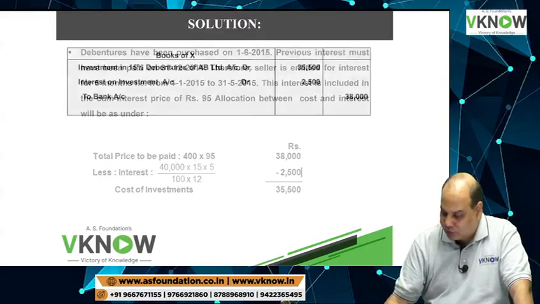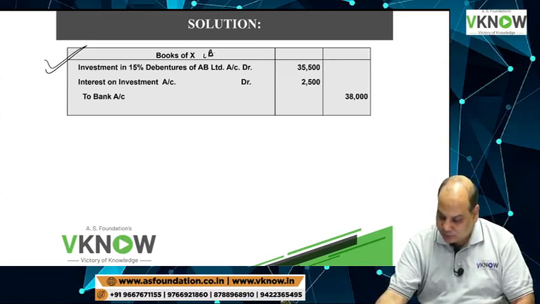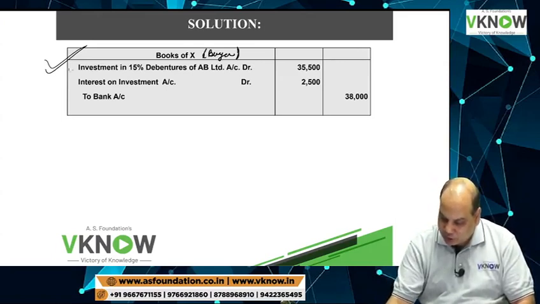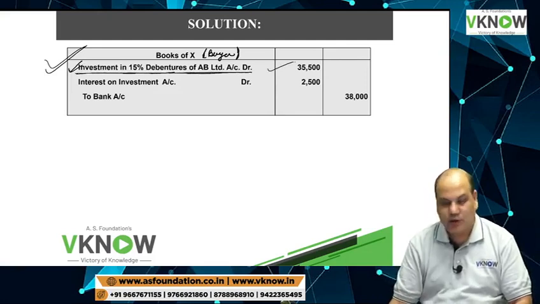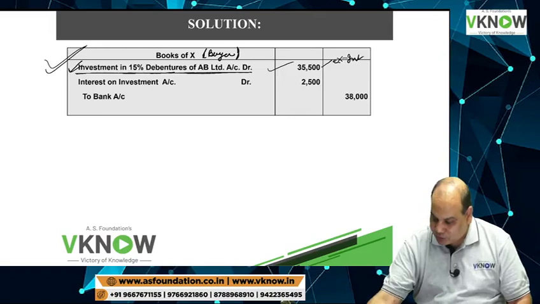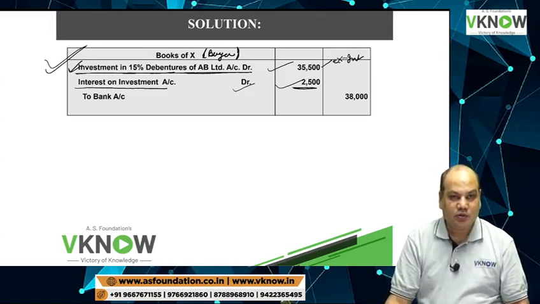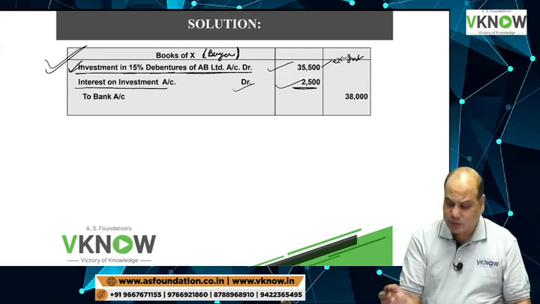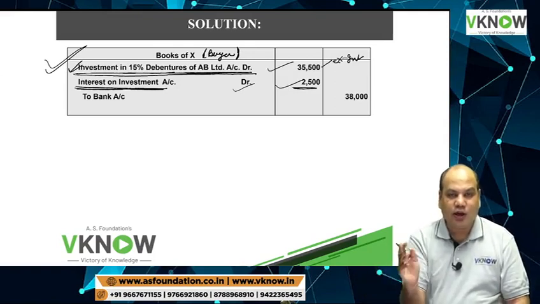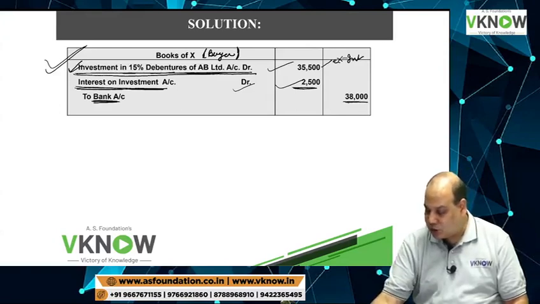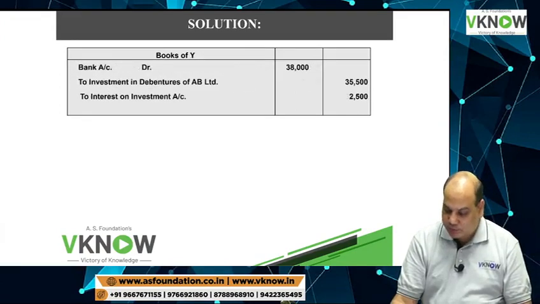Now what is the journal entry we will pass? In the books of X Limited, who is X Limited? Buyer, purchaser of investment. He will record investment at ex-interest price. Investment in debenture of AB Limited account debit, this is ex-interest price. Interest on investment debit 2,500. Interest he will pay separately. Even though it is a cum-interest price, I need to pass entry always in this manner only. Separate the ex-interest amount and interest amount. To bank, total amount paid, 38,000. This is the entry in the books of buyer.